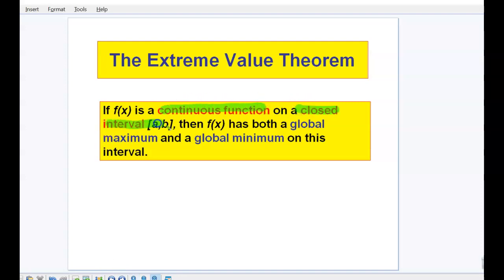Okay? So the extreme value theorem says if a function is continuous and closed on an interval a to b, there's guaranteed to be both a highest point, a global max, and a global min. And those maximums and minimums will occur either at the endpoints of my closed interval or at my critical numbers. Those are the only options.